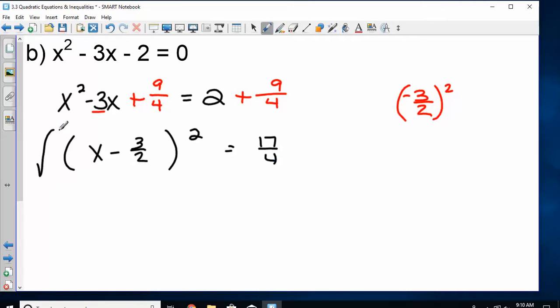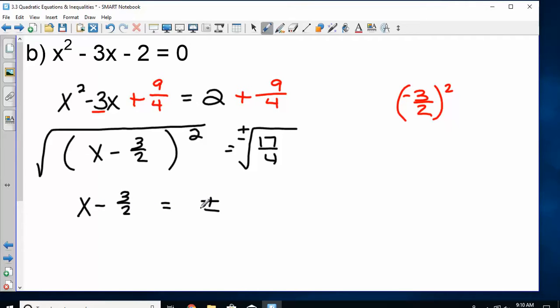Square root. With that we do, so I get x minus 3/2 equals plus or minus. This right here is why I said to keep it in fractions versus decimals, because I do still expect you to break down radicals as much as you can. Can we do the square root of 17? No. Can you do the square root of 4? So it's radical 17 over 2.